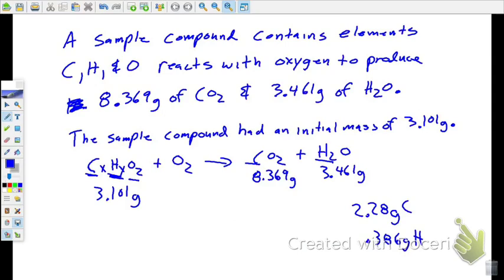What you can do is take 3.101 and subtract out the 2.28 grams of carbon, and also subtract out the 0.386 grams of hydrogen, and this is the total. You're going to come up with oxygen's weight. Okay. So what is oxygen's weight?